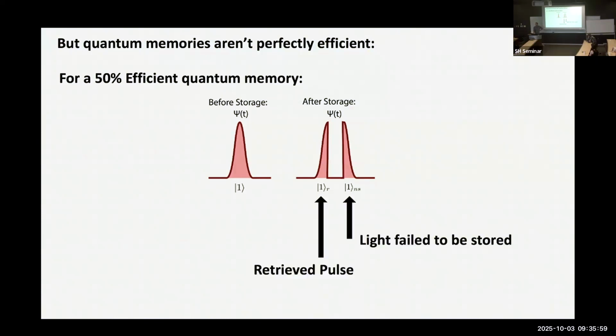So that's the retrieved pulse. This is the light that failed to be stored. But if you notice, they're both there. And if this was a photon, you would actually say that this stored light and unstored light are in a quantum superposition.